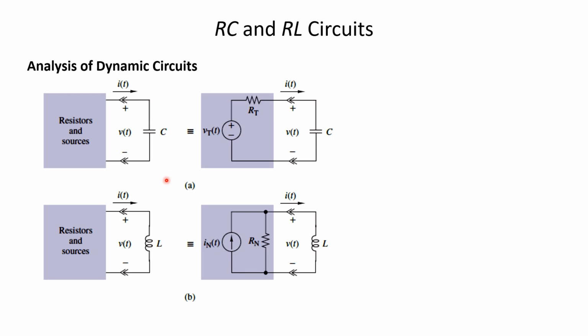Note that if two capacitors are connected in series, it will be considered as one capacitor, or if two capacitors are connected in parallel, it will be considered as one capacitor. So we will use the equivalent capacitance, whether in series or in parallel. Similarly, the inductors as well. So how do we analyze dynamic circuits? Dynamic circuit means their voltage and current change with respect to time.